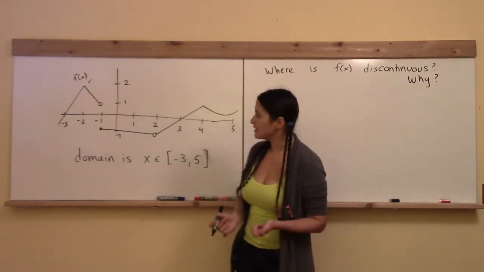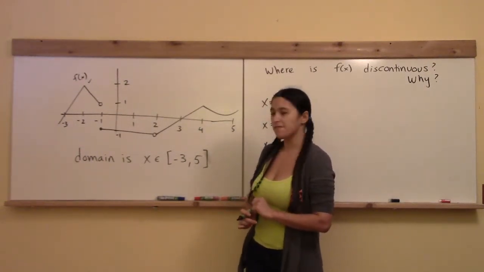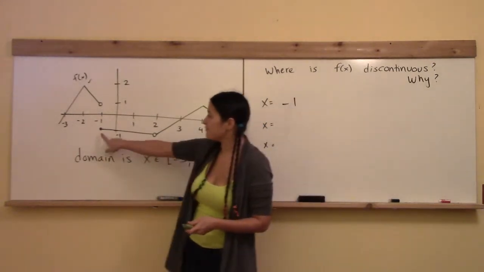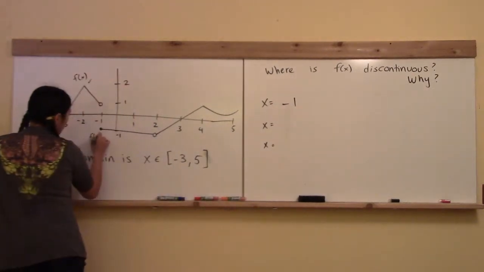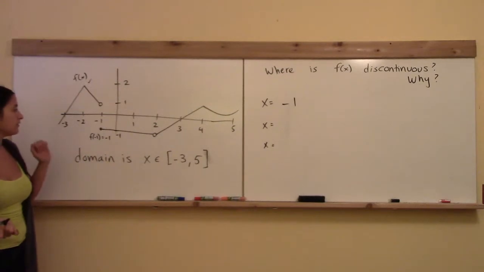Going down the checklist, number 1 is, does the function exist at that point? Does f of minus 1 exist? Yes, it does actually, because I have a filled in circle right here. F of minus 1 is equal to minus 1. See, it's the height of minus 1 right there, so that's fine.